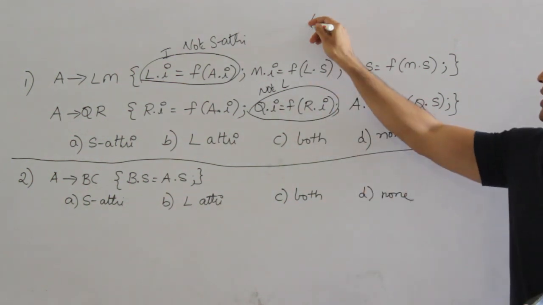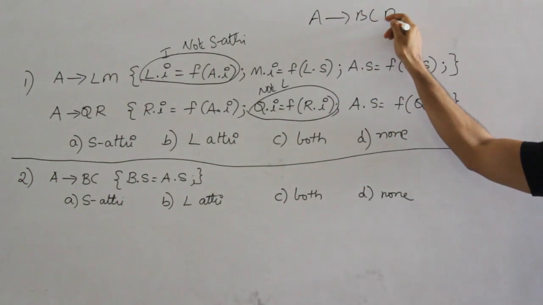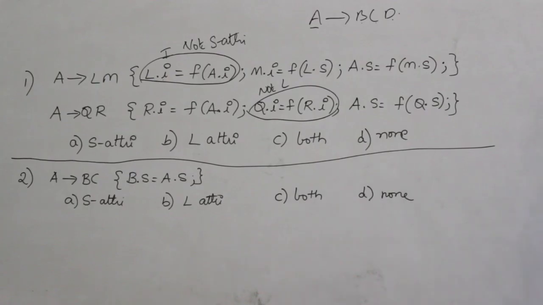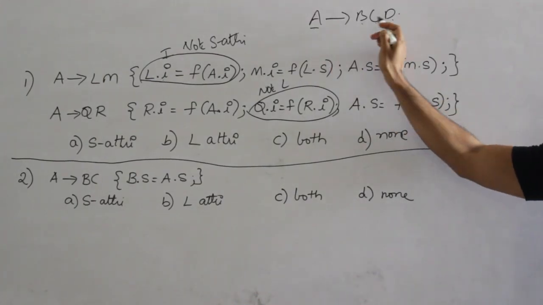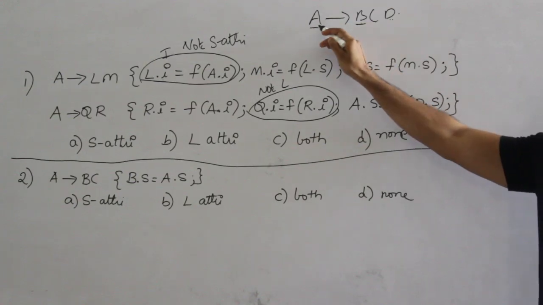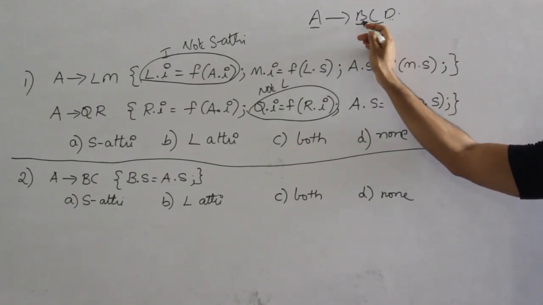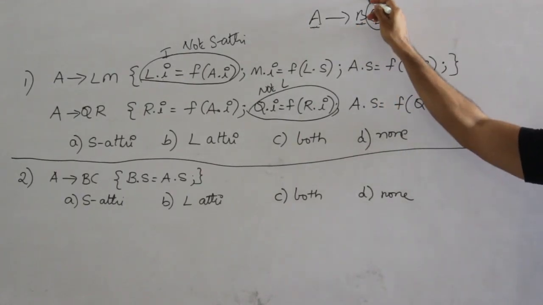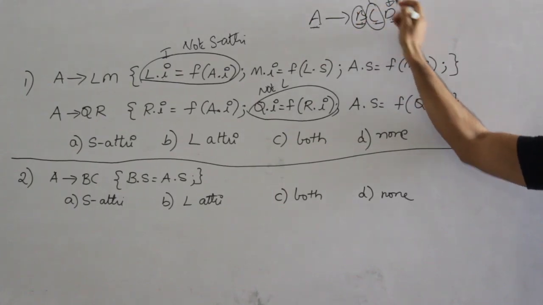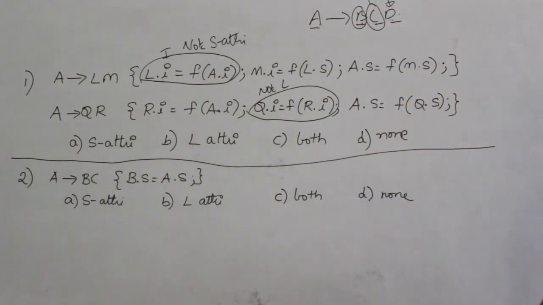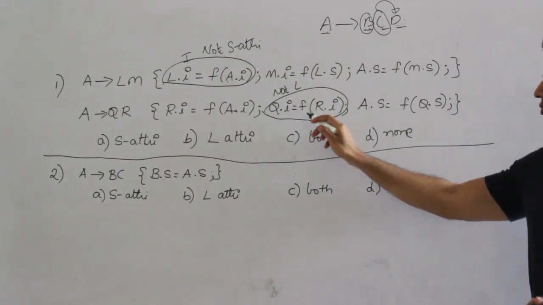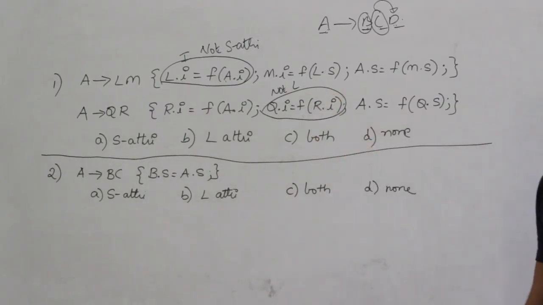Remember this: if I have a production A derives B, C, D, in an S attributed definition, A can take from B, C, D, that is fine. In an L attributed definition, A can take from B, C, D, and B can take value from A, C can take value from A and B, D can take value from A, B, C. But C cannot take value from D, or B cannot take value from C, D. If you see any such rules, you can say that it is not L attributed. Therefore, because of this rule it is not S attributed, and because of this rule it is not L attributed. We can say that it is none.